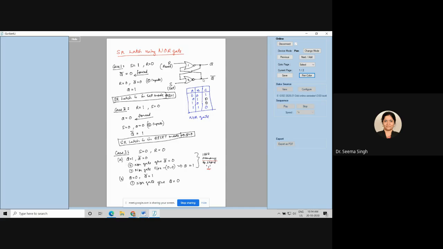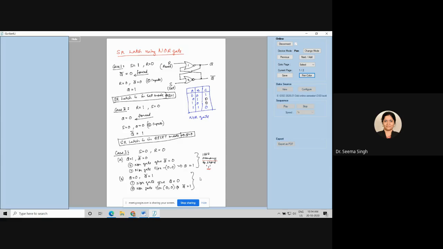Now with that, what will happen? You got a 0 here. 0 will be fed back, and the second NOR gate will get two inputs as 0 and 0. So that will give me q bar equal to 1, right? Same story is happening, just the gate is inverted. So you started with q 0, q bar 1, you ended with q 0 and q bar 1.